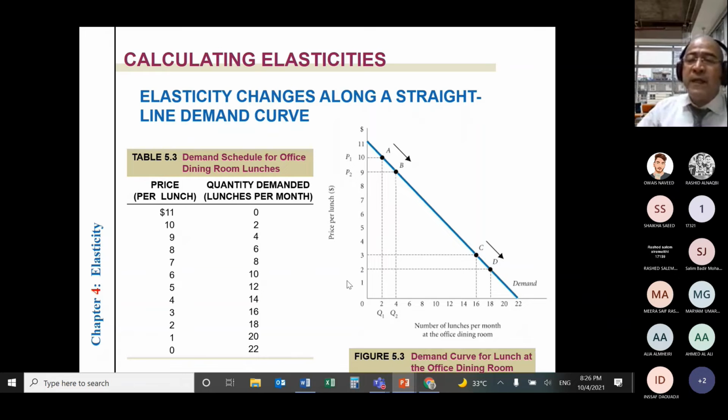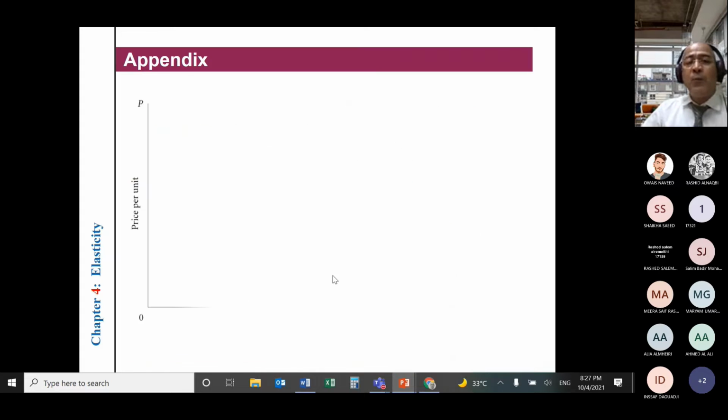So the answer is quite easy. From the midpoint, you draw a vertical distance. So here the quantity demanded is 11. 22 minus 11 is 11. 11 divided by 11 will be 1.